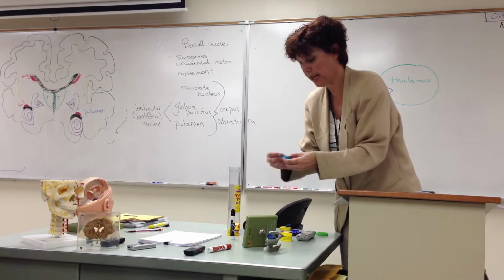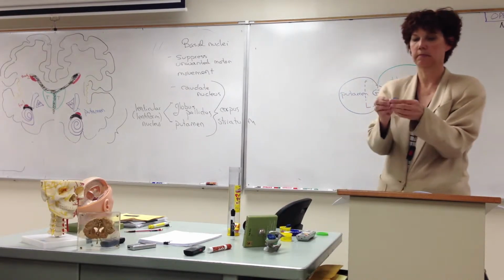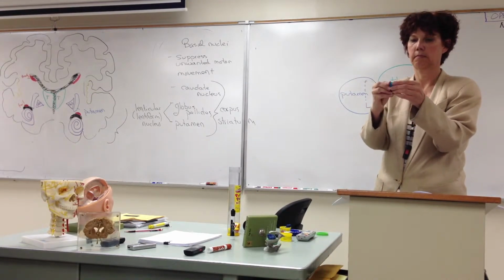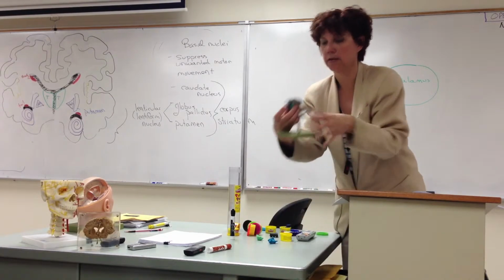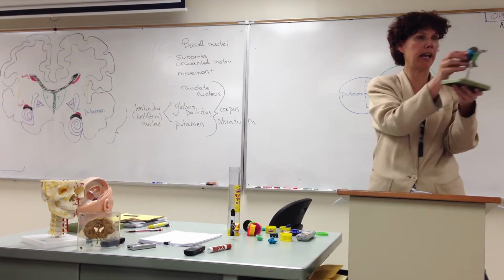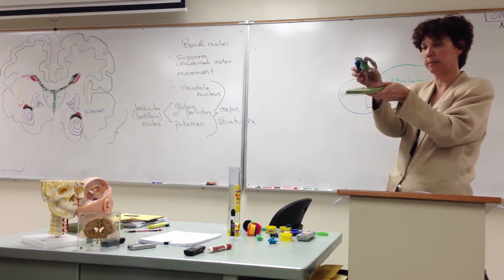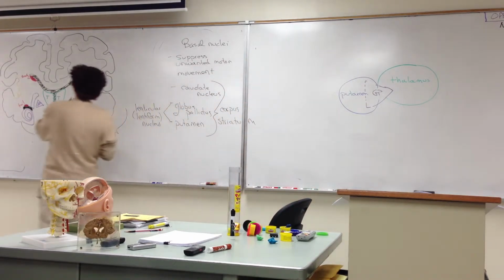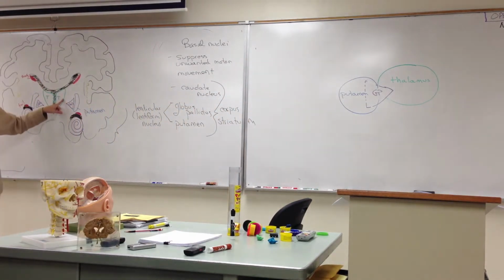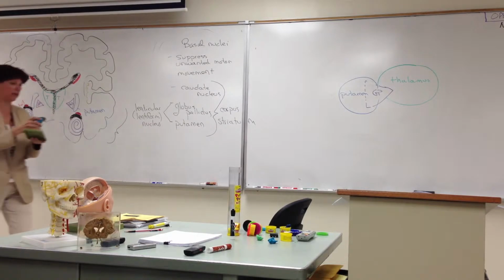And now my putamen. I will make a sandwich, okay? So there's the putamen and the thalamus, and the globus pallidus is between the two, just like you saw here. Putamen, globus pallidus, and thalamus. Okay, they're not actually touching because there's fibers going through.